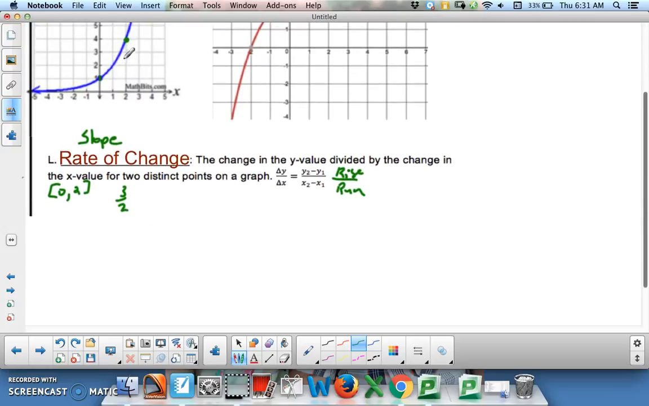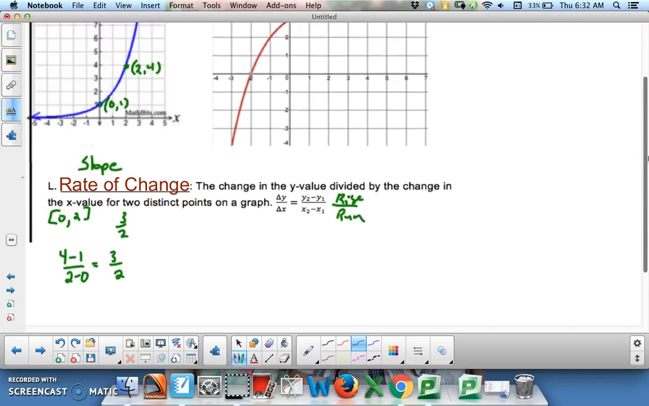This point is (2, 4), and this point is (0, 1). So my y2 value is 4, that's my second y value, minus my first y value, which is 1, over my x2, my second x value, which is 2, minus my original x value, which is 0. 4 minus 1 is 3, 2 minus 0 is 2, and you get 3 halves. So regardless of how you do it, you end up with the same answer.